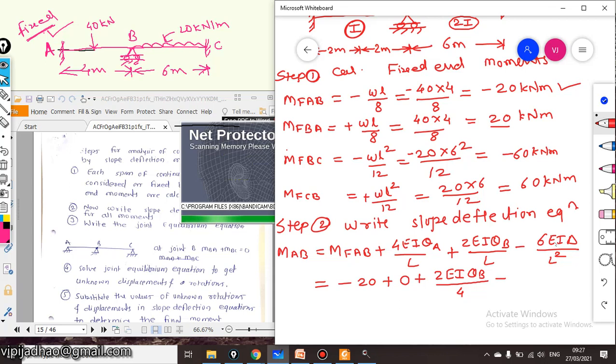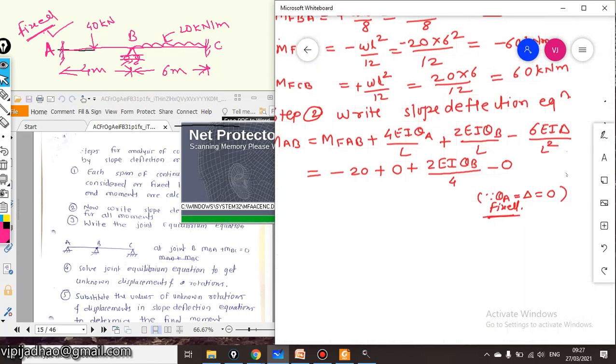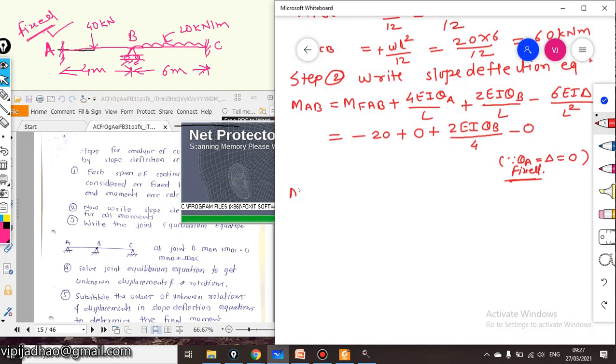And again this term 6EI delta upon L square will be 0 because we have the value of delta is equal to 0. You can also write down the reason, since theta A is equal to delta is equal to 0, since it is a fixed support. So finally this particular equation MAB will become MAB is equal to minus 20 plus 0.5, 2 by 4 is 0.5 EI theta B. So this is your first slope deflection equation.